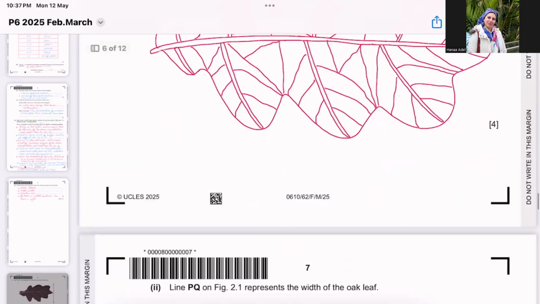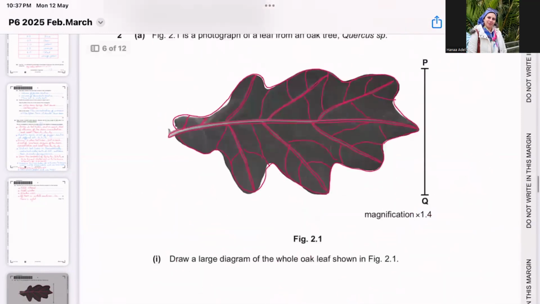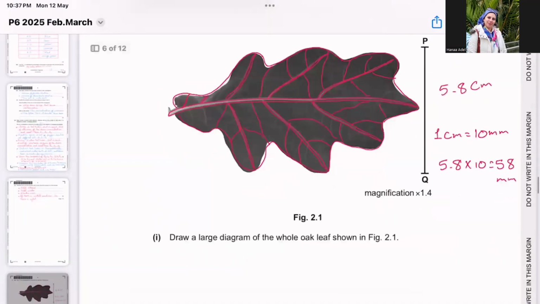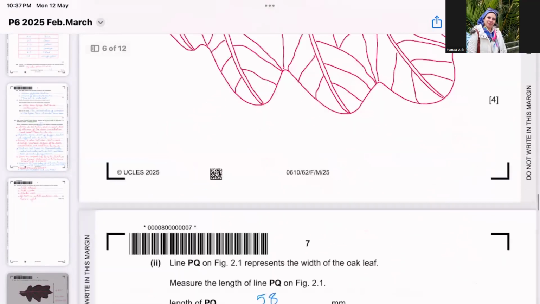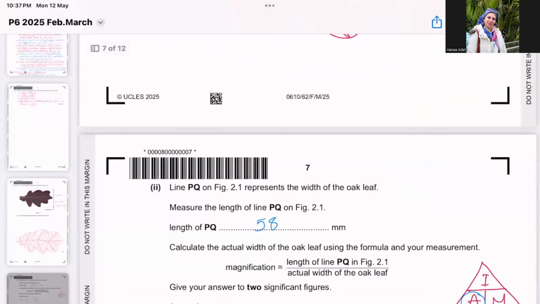Right. Next question, line PQ on figure 2.1 represents the width of the oak leaf. We can find this is 5.8 centimeters, but we have to change it into millimeters. So the rule said 1 centimeter equals 10 millimeters. So 5.8 multiplied by 10 equals 58 millimeters. And then calculate the actual width. And they put the rule for you, but some people are confused about this rule.